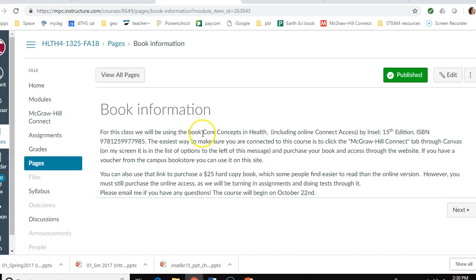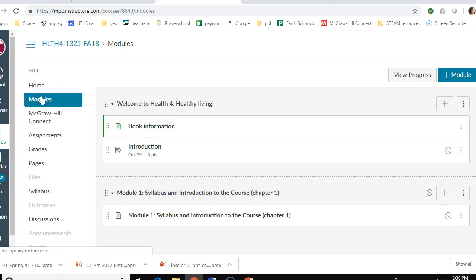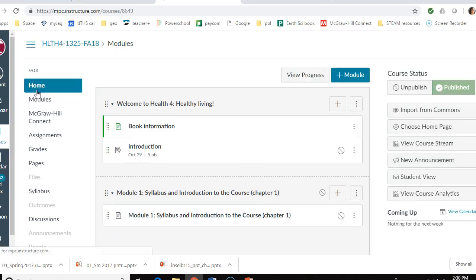We're using the book called Core Concepts in Health by Insel, 15th edition, with this ISBN number. You can use a different edition of the book, but the important thing is you have to have this Connect access, because that's how we're turning in all of our assignments, okay? You should also see on the side something called modules, which is hopefully the same as the home page. But this McGraw-Hill Connect is really important.